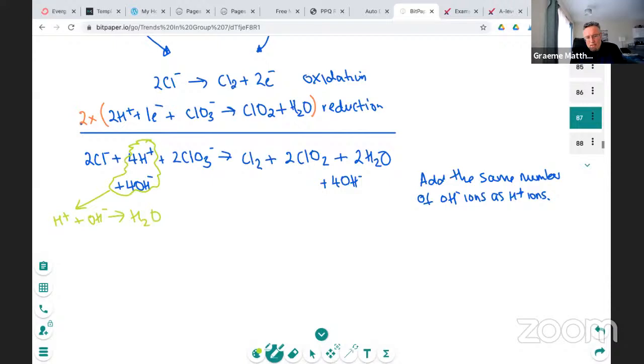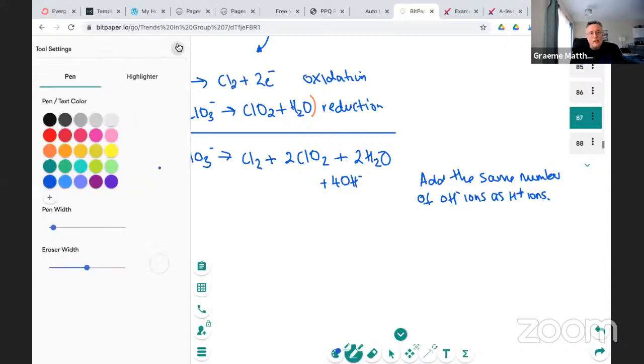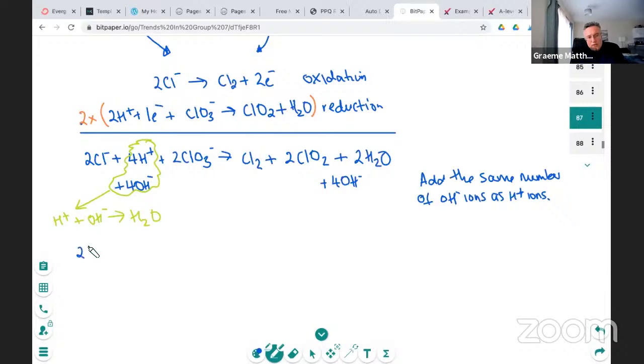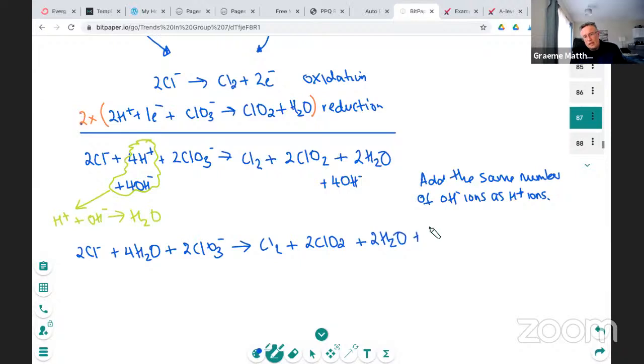I'm now going to write it down, back in royal blue, as 2Cl minus, like this, plus 4 waters, plus 2ClO3 minus, arrow, Cl2 and 2ClO2 and 2H2O and 4OH minus, like this, right? Right. Now, next one down is I'm going to simplify down.